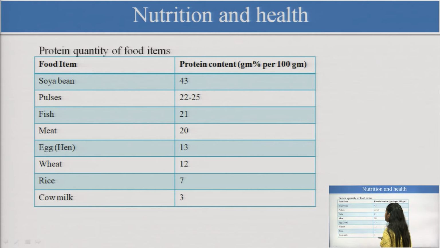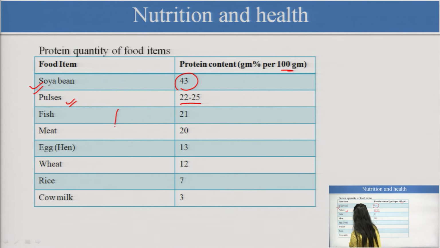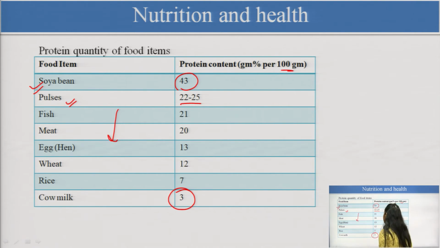Now, see the protein quality of the food items. This is important from a social health perspective. Which diet has more protein content? We have taken some important food items like soya bean. Soya bean has a good protein content, 43 gram% per 100 gram. Comparatively, you can see how the levels are going. Pulses also have a good 20 to 25 gram%. Fishes and meat go down, and cow milk has 3 gram% per 100 gram of protein. Accordingly we can prescribe or recommend it as the situation requires.